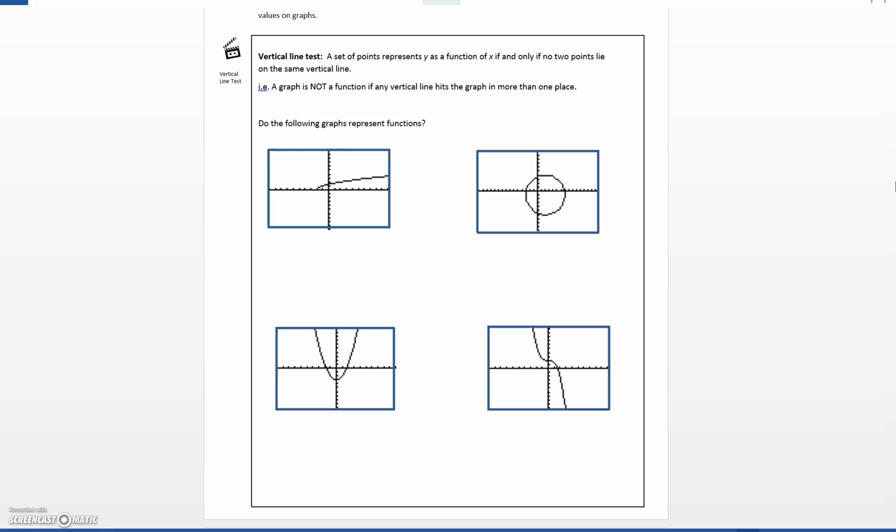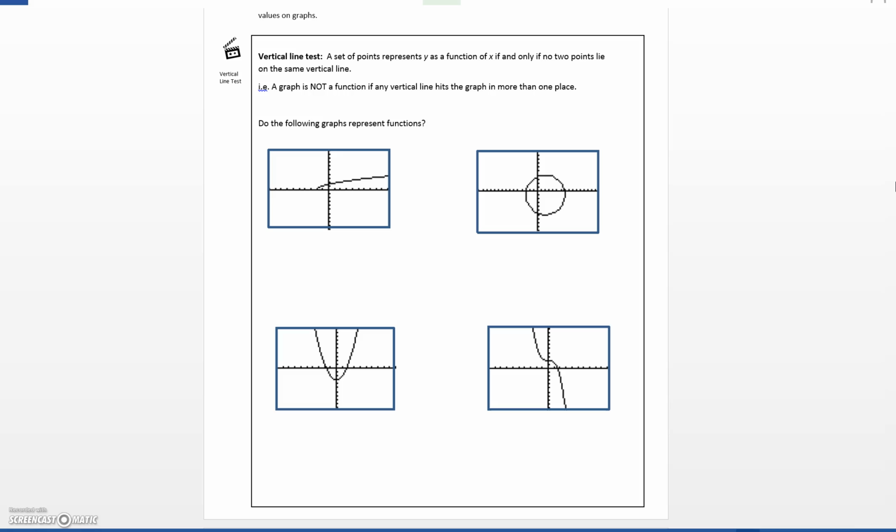We're going to learn about what's called the vertical line test. And the vertical line test helps us tell if a graph is the graph of a function or something that's not a function. We can graph every function, but it's not always true that a graph will be a function. So here's what the vertical line test says.